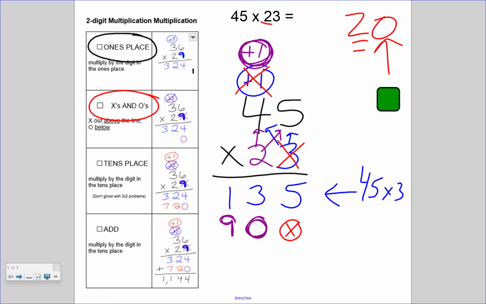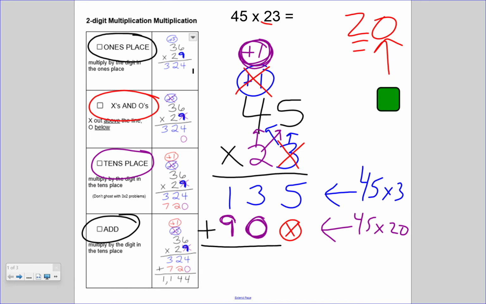And so, ladies and gentlemen, we are done multiplying by the digit in the tens place. In this case, it was the 2. So this right here is another part of our answer. It tells us what is 45 times 20. 45 times 20 is 900. So now we know what 45 times 3 is, and we know what 45 times 20 is. So our final step is simply going to be to combine those two parts together by adding them. And so the only numbers we're working with are 135 and 900. So I'm going to add these guys together with a new equal sign.